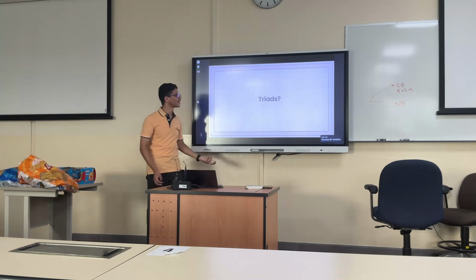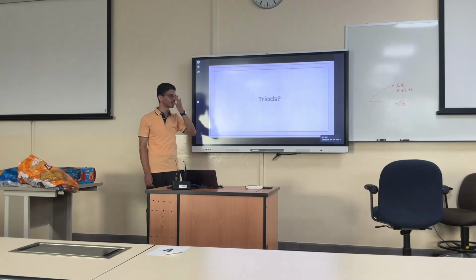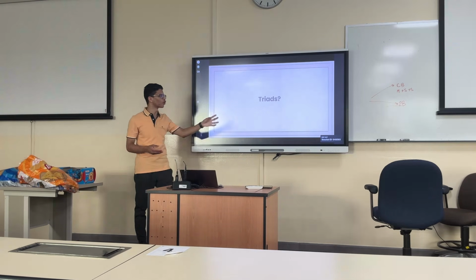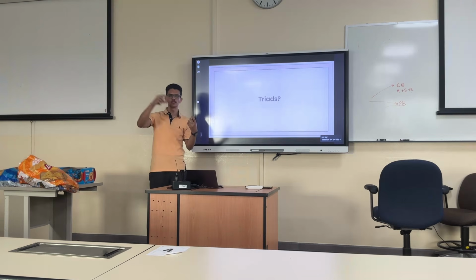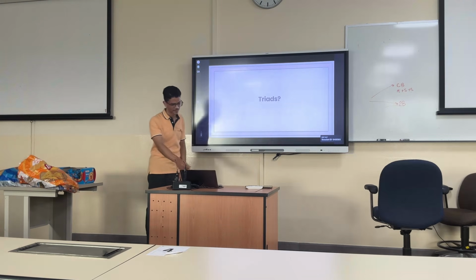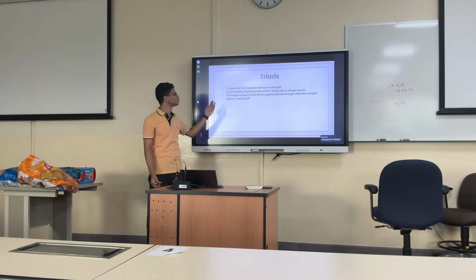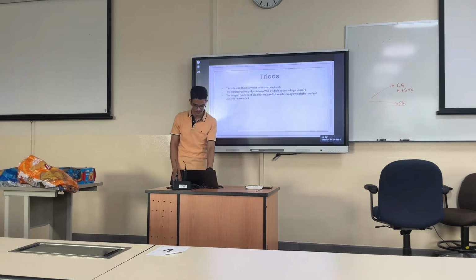Okay, so what are triads? Triads are just like a grouping. The structure that is formed by two terminal systems, with the T-tubule in the middle, is called a triad. So the T-tubule with a terminal system on each side is a triad.